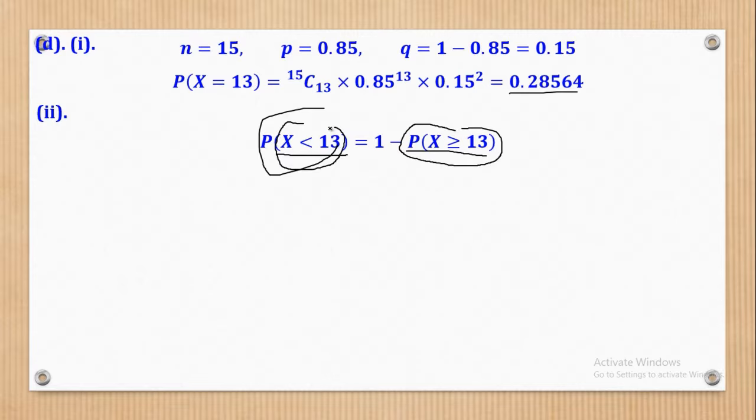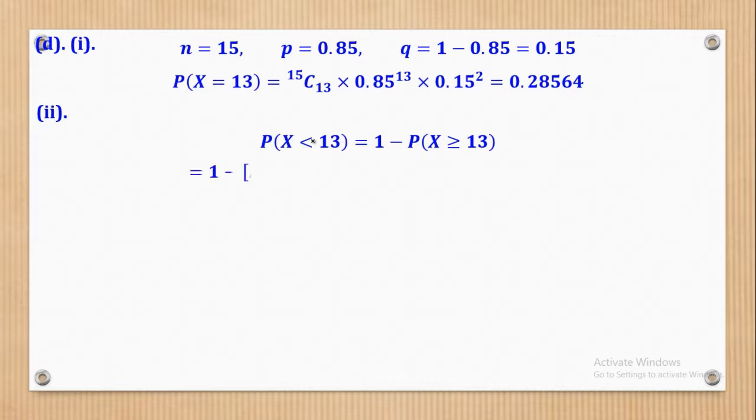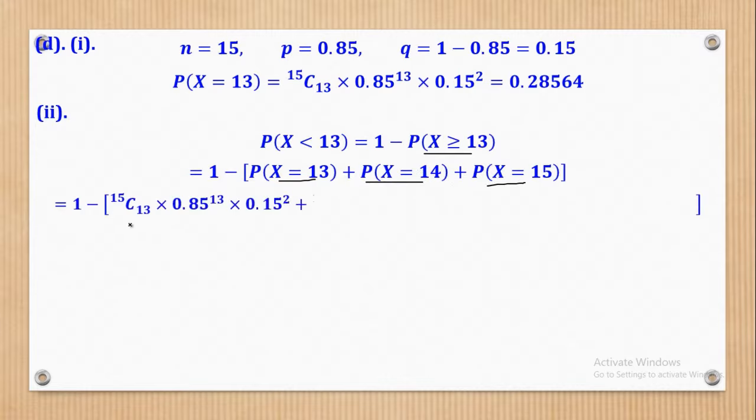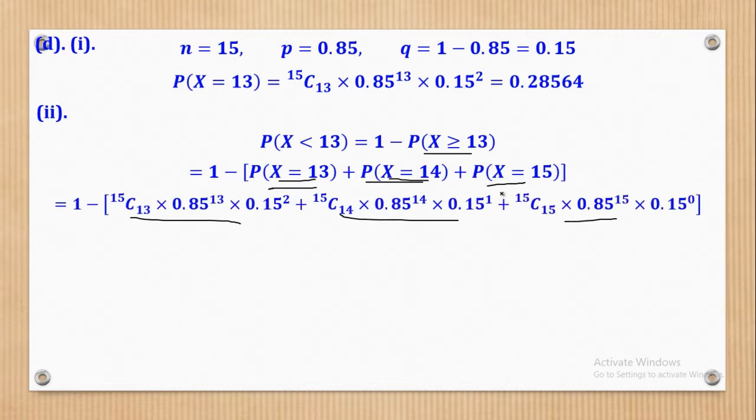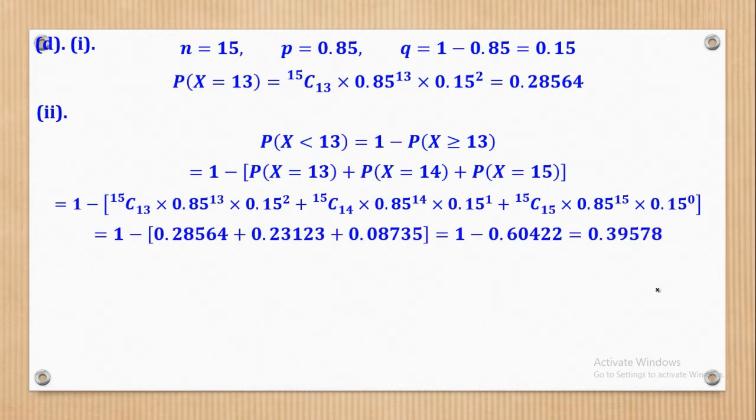Now since this complement has smaller values, that means that it is easier if we use the complement law. Complement says that a probability of A plus probability of A complement is equal to 1. Therefore, this probability is equal to 1 minus probability of its complement, which is x greater than or equal to 13. Therefore you come and substitute. This one gives you 13, 14 and 15. Binomial formulas are those. So this is for 13, this is for 14, and this is for 15.